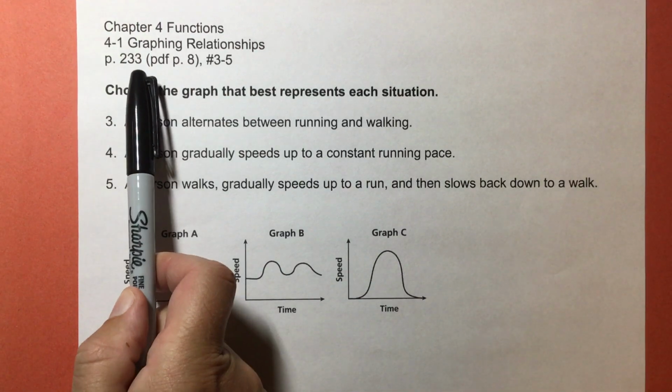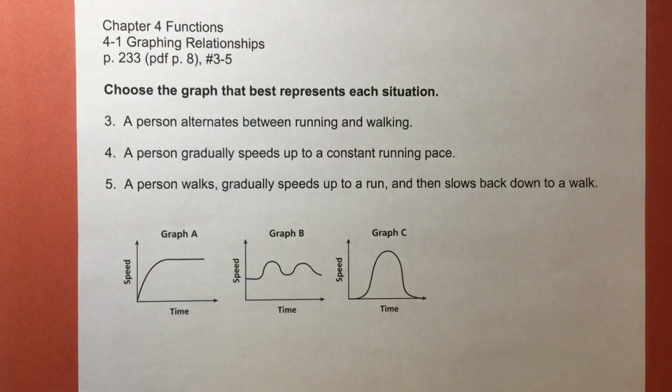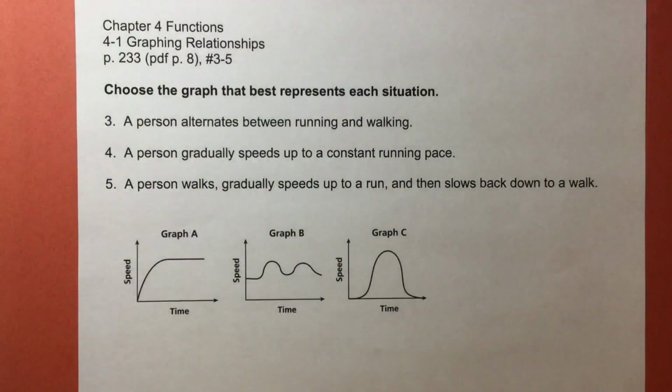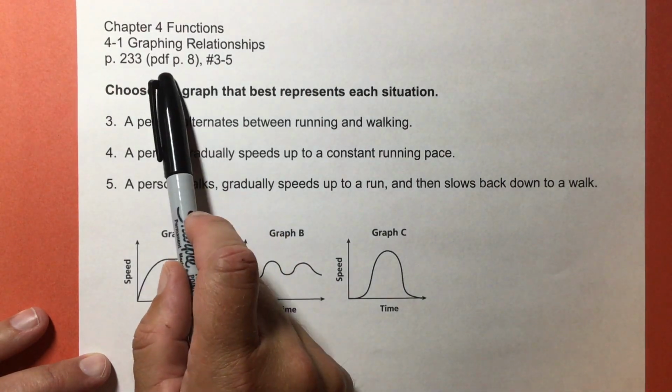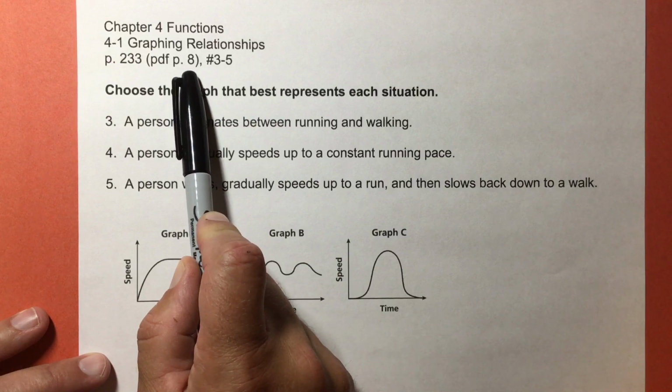I'm using the real textbook. Here's my teacher edition. But I also know that the PDF, the portable data file that I have, is only chapter 4. So for the PDF, it actually starts at a lower number. If you're using the PDF, it is on page 8.